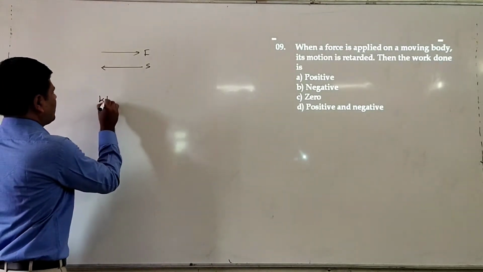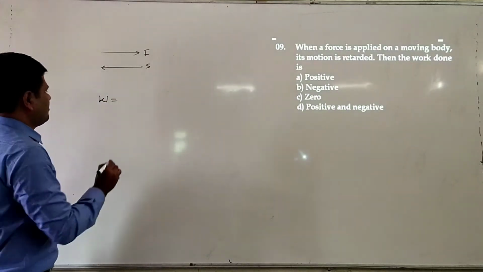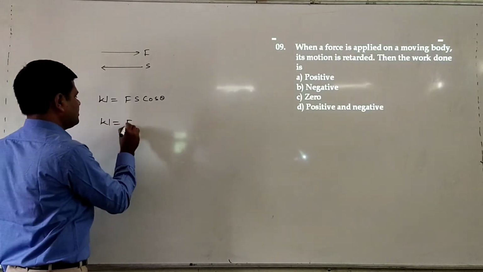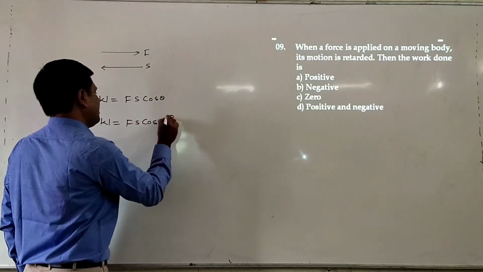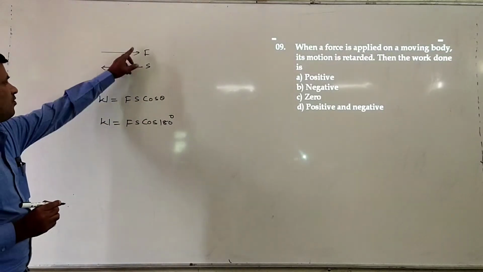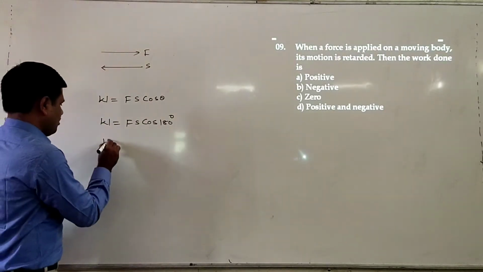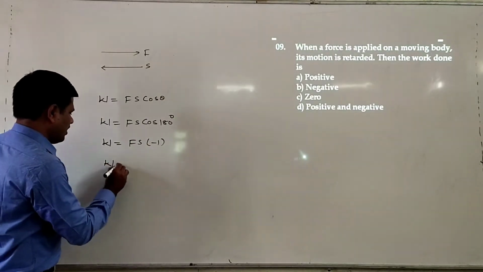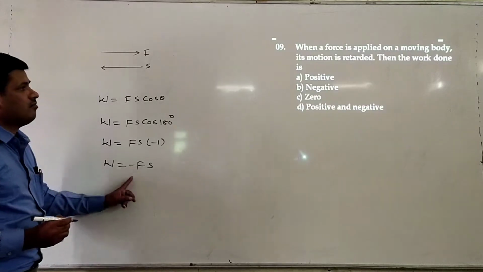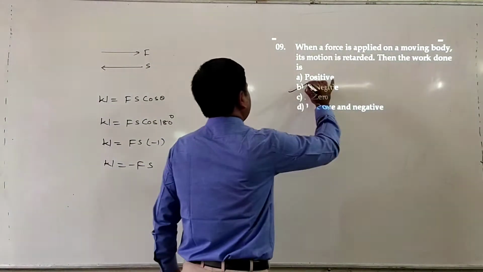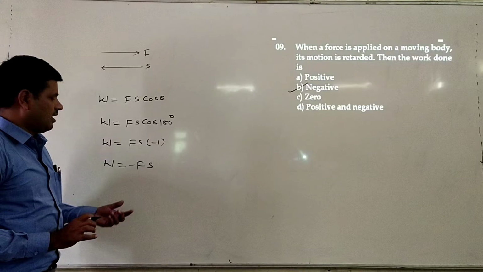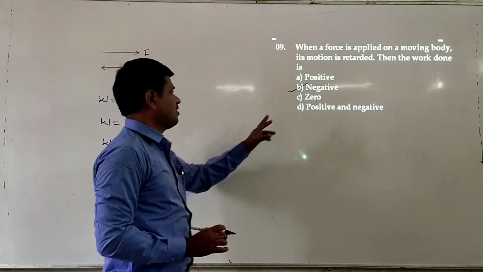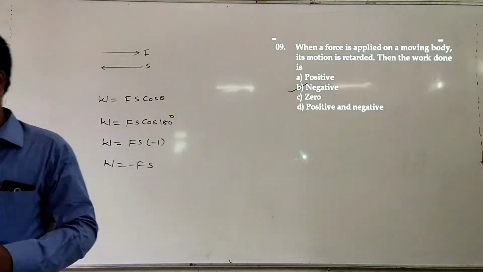So force and displacement both are in the opposite direction, work done formula F cos theta. Now work done is equal to F cos how many degrees here? 180 degrees, because force and displacement both are in the opposite direction. Work done is equal to Fs into cos 180, which is minus 1. So work done is equal to minus Fs. Minus Fs means which value? Negative value. Force and displacement both are in opposite direction, so work done we are getting negative. Which option is correct here? B option is correct.